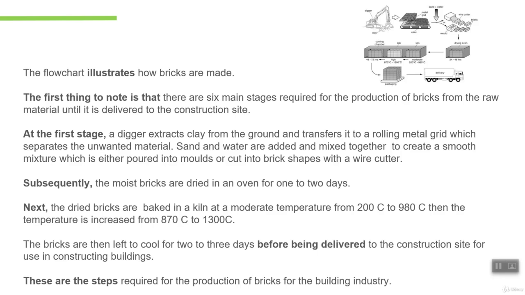Subsequently, the moist bricks are dried in an oven for 1 to 2 days. So we're up to this stage here where the moist bricks are dried in an oven. Notice the linking words for each stage and the use of passive voice. Next, the dried bricks are baked in a kiln at a moderate temperature from 200 degrees Celsius to 980 degrees Celsius. Then the temperature is increased from 870 degrees Celsius to 1300 degrees Celsius.